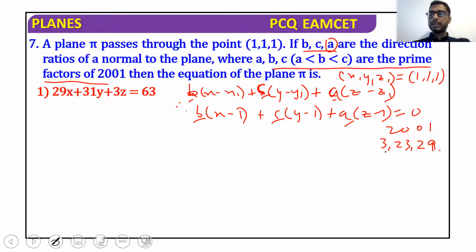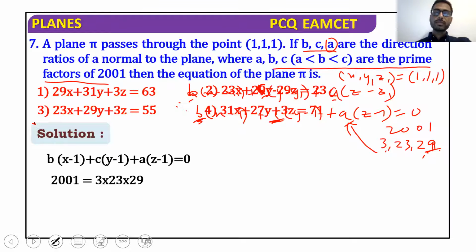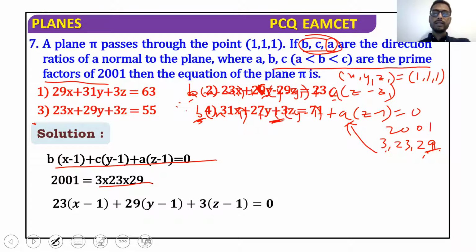So instead of A, I'll write 3 over here. Instead of B, I can write 23 because B is middle value, and instead of C, I can write 29. Let's see the solution. So as I said, the formula is a bit changed over here because the direction ratios are given as B, C, A and not A, B, C. Therefore, the formula is going to be this, and factors of 2001 are 3, 23 and 29. Just substitute, and that is your equation of plane.